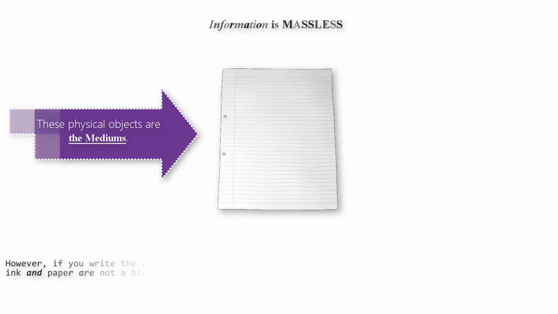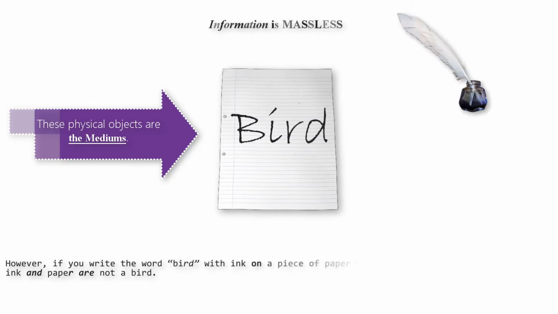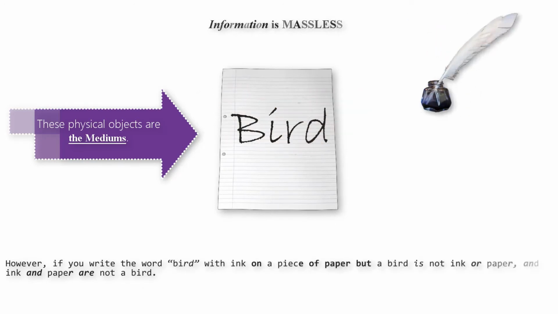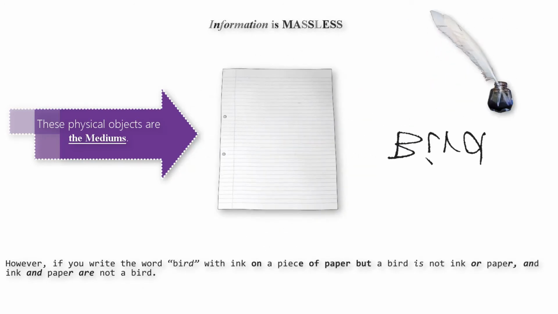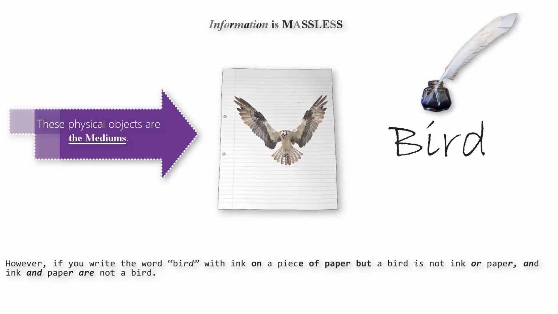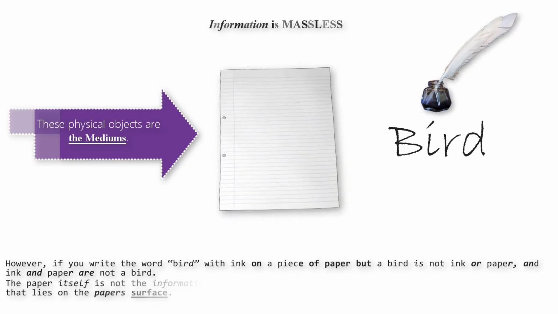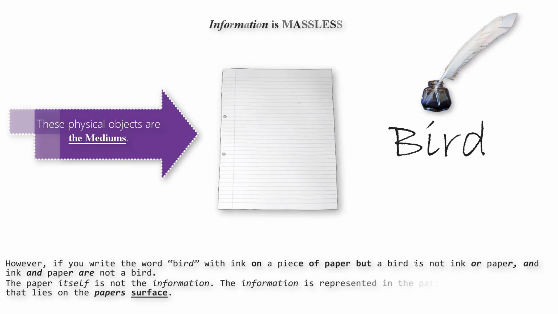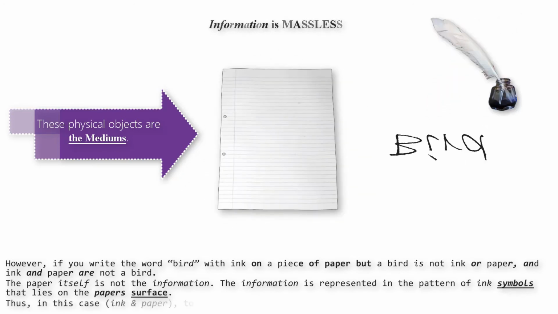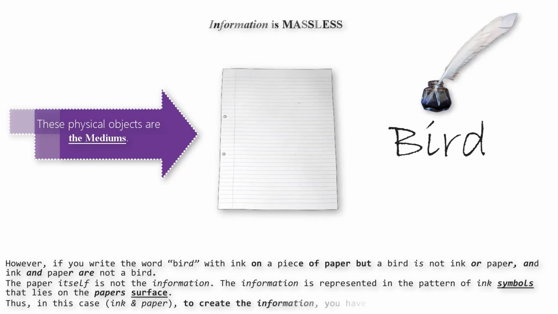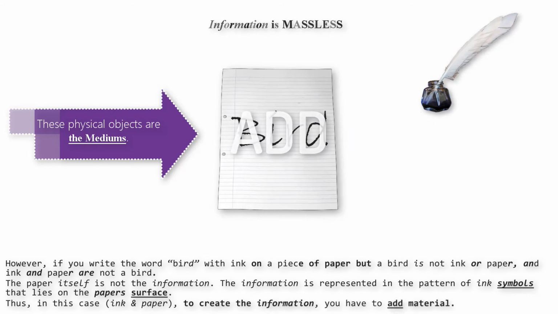However, if you write the word bird with ink on a piece of paper, a bird is not ink or paper, and ink and paper are not a bird, obviously. The paper itself is not the information. The information is represented in the pattern of ink symbols that lies on the paper's surface. Thus, in this case, ink and paper, to create the information, you have to add material.